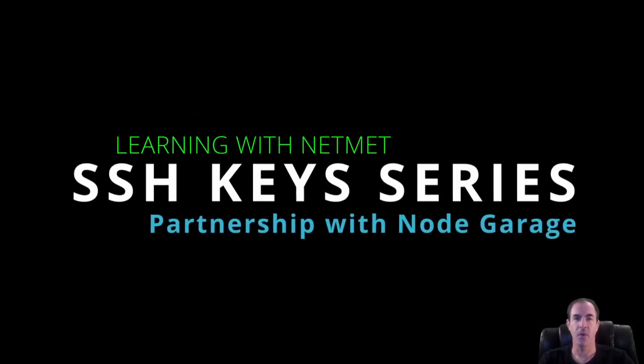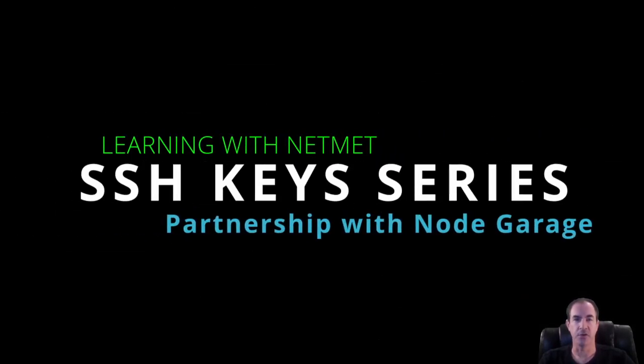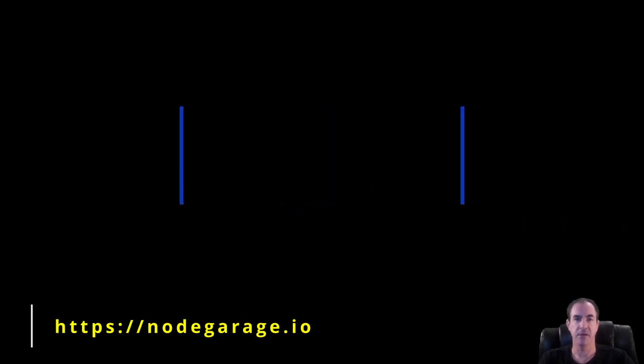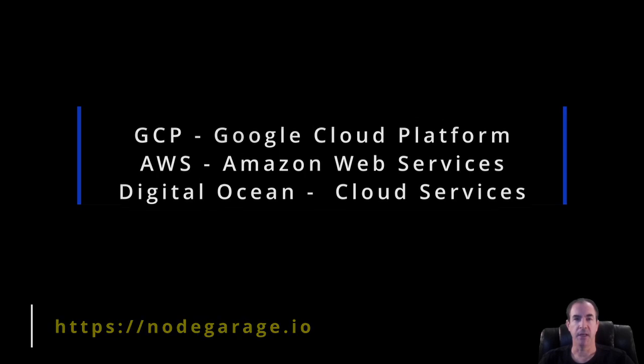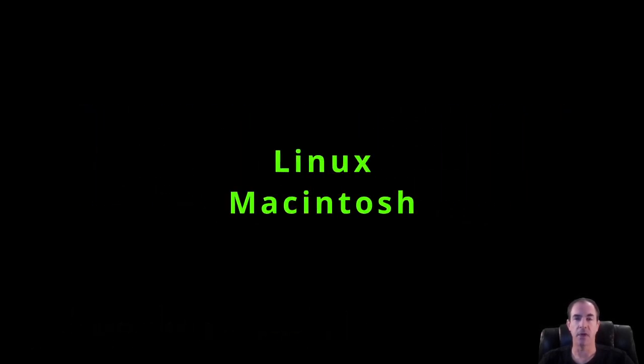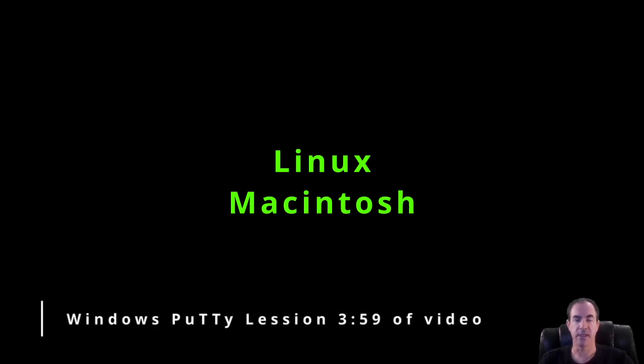Hello everybody, and welcome back to this series on creating SSH keys and connecting to cloud instances with those SSH keys. In previous videos, we went to AWS, GCP, and DigitalOcean and created our instances. So we're going to start by connecting to our DigitalOcean instance from a Macintosh or a Linux machine. Windows users can skip ahead in the video to the Windows portion to learn how to do it from Windows. So let's begin.